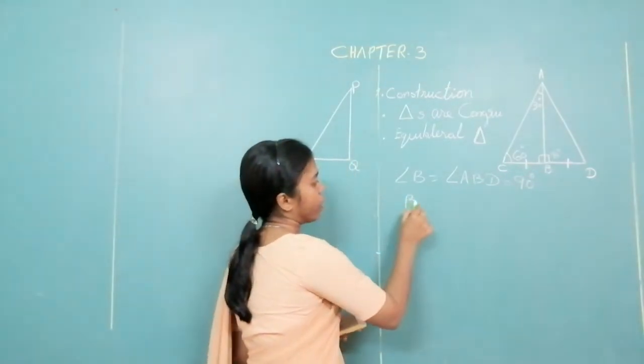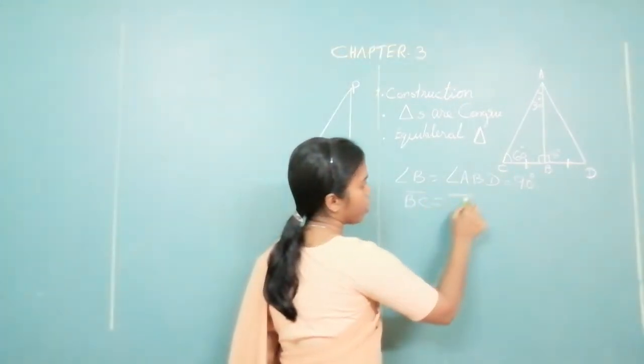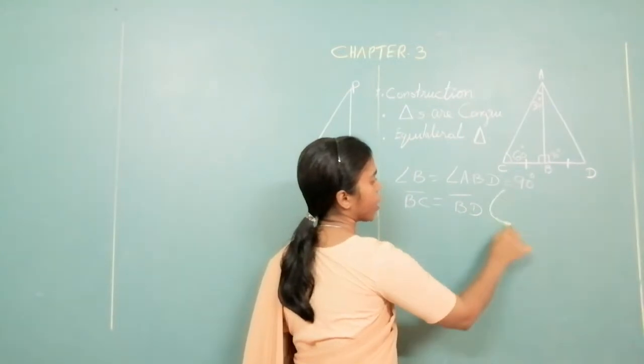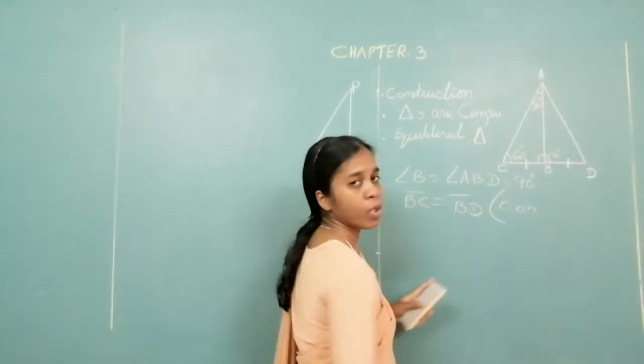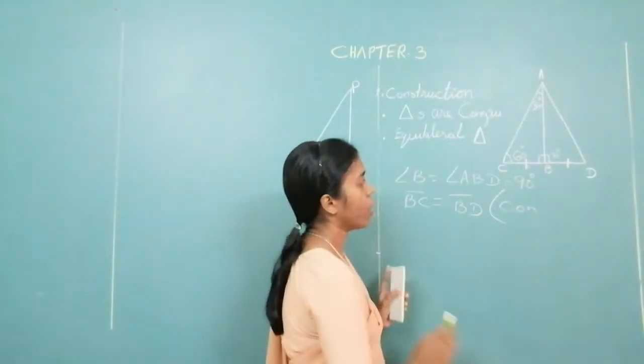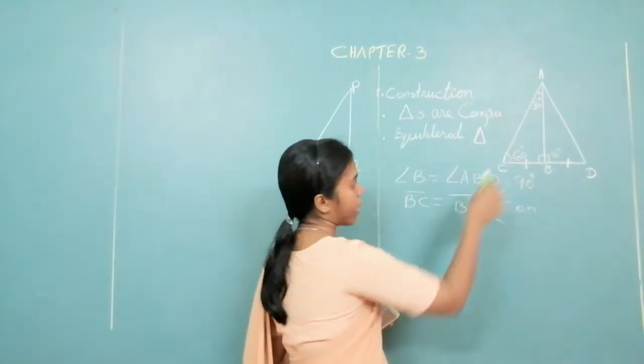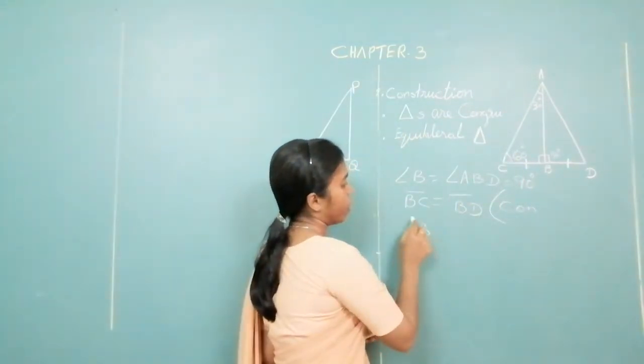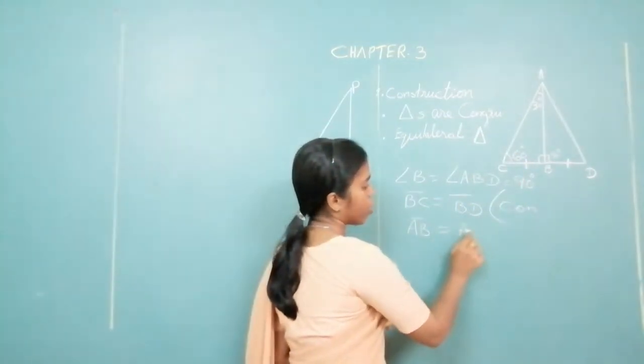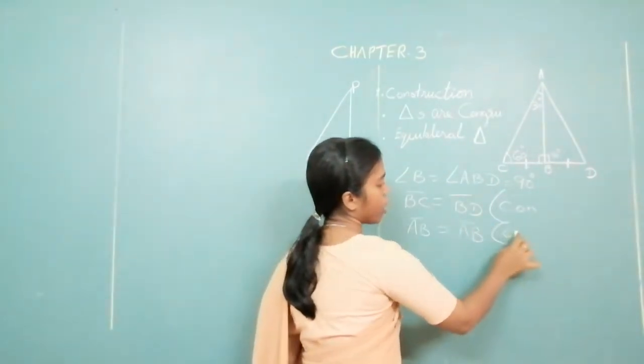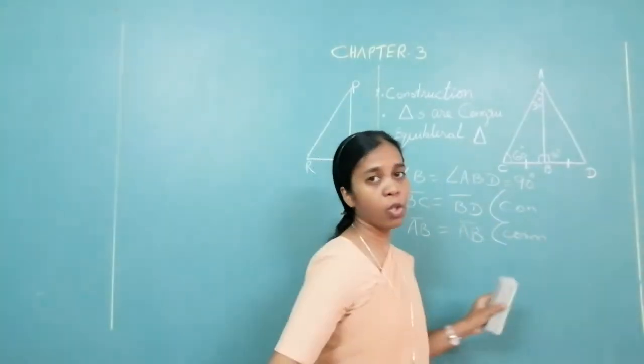Then you have side BC is equal to side BD, that is your construction. You have constructed it in such a way. What else do you have? Look at side AB. Side AB is equal to side AB because it is a common side.